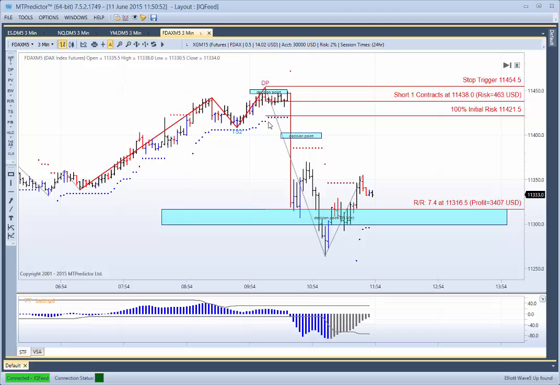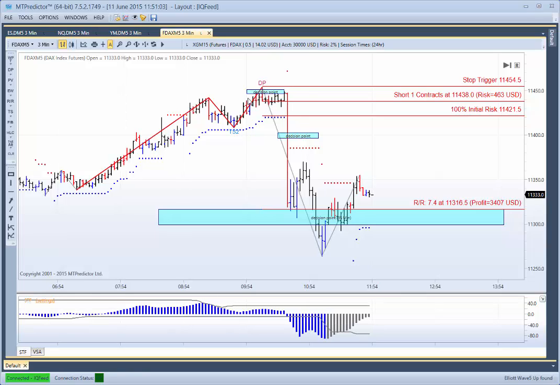So that's a good example there of how the more experienced users or the MTPredictor customers can look to take a trend reversal trade, in other words picking a top or a bottom, in this case a top, when there are other reasons why the market might reverse to that area.